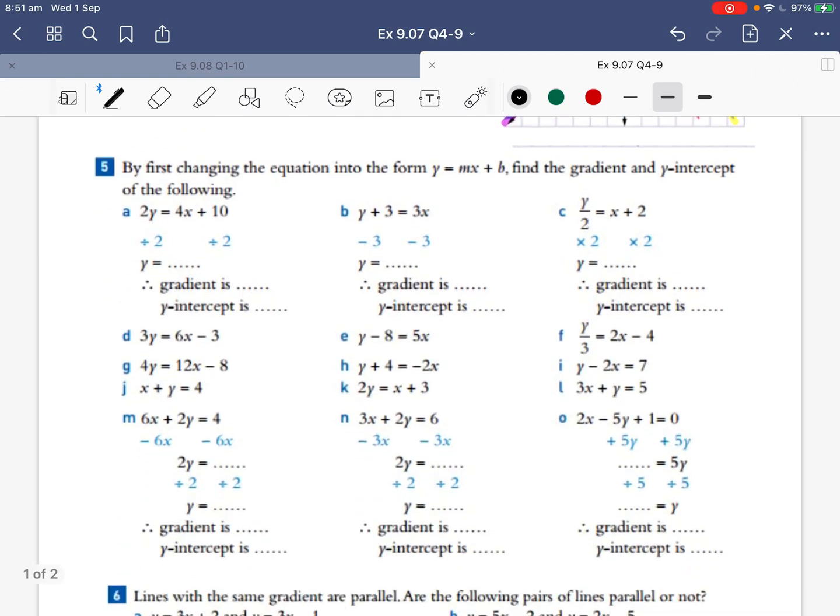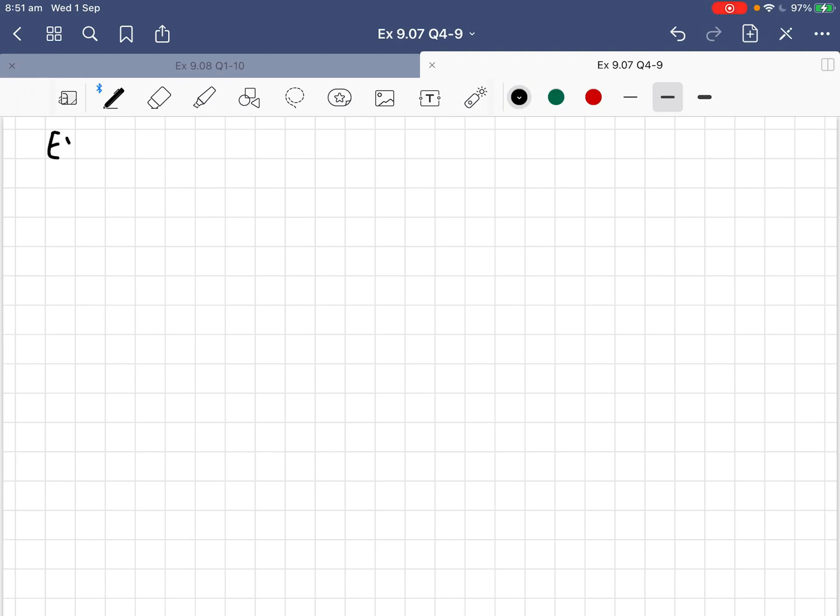For question 5, what you guys are doing is A, B, and C. So I'm going to do equation D on another page. What we're doing is first changing the equation into the form y equals mx plus b, so we can find the gradient and the y-intercept of the following. So I want a new page. Now this is exercise 907, question 5, and I'm doing D because you have to do A, B, C.